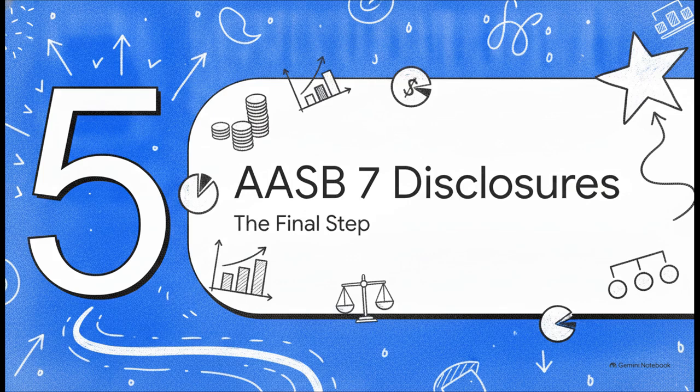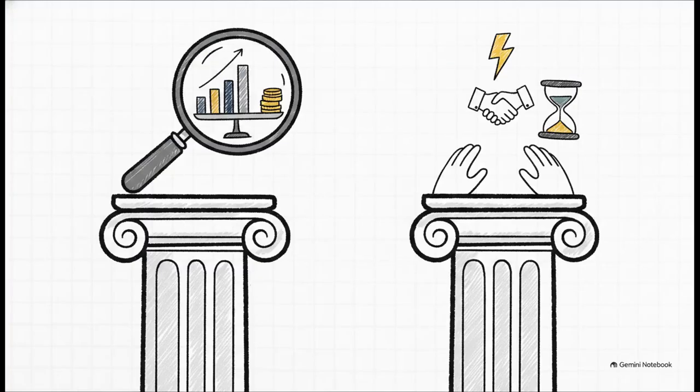Section 5, Mastering ASSB 7 Disclosures, the final step. Let's wrap up our theory with ASSB 7. Think of this as having two main pillars. First, entities have to disclose information showing the sheer significance of these instruments to the company's financial position. Second, they have to be totally transparent about the risks. For the exam, you need to know these three: market risk, credit risk, and liquidity risk. And importantly, how management is actually dealing with them.